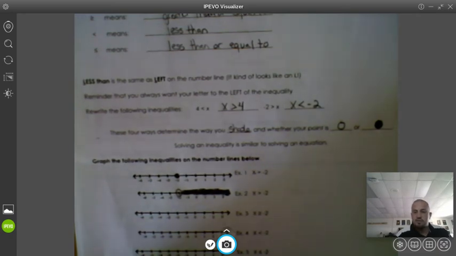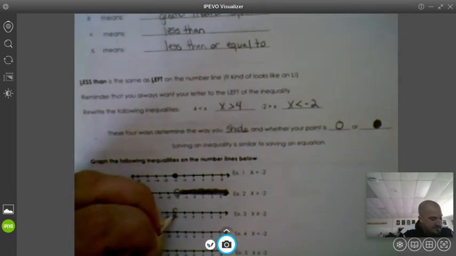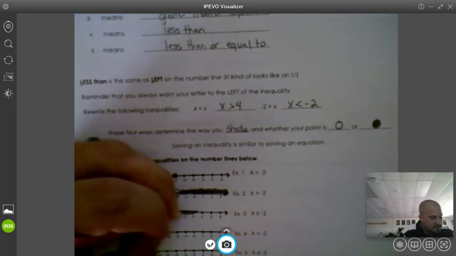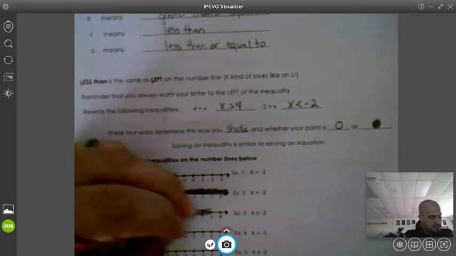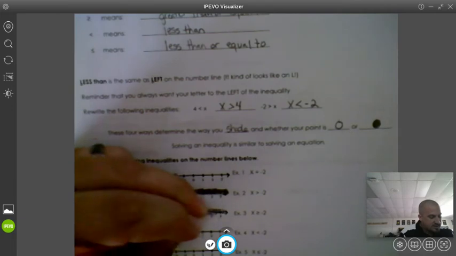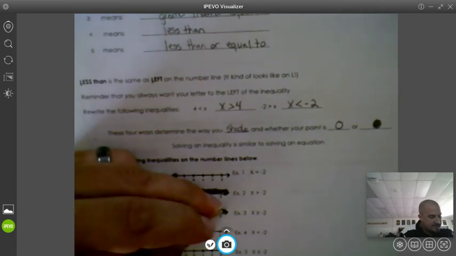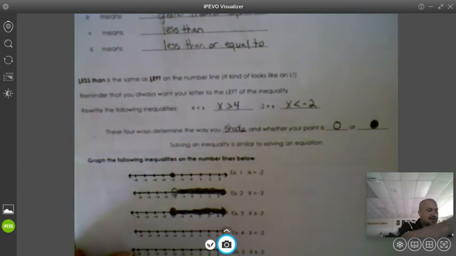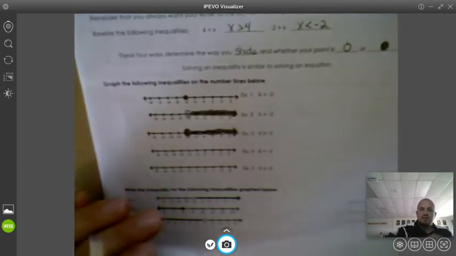Go to the third one. x is greater than or equal to negative 2. It's the same as that one above, except I shade in the negative 2. So it's a closed circle. So x is greater than or equal to negative 2 means I shade all the way to the right, greater than or equal to. Now I'm going to scroll down.